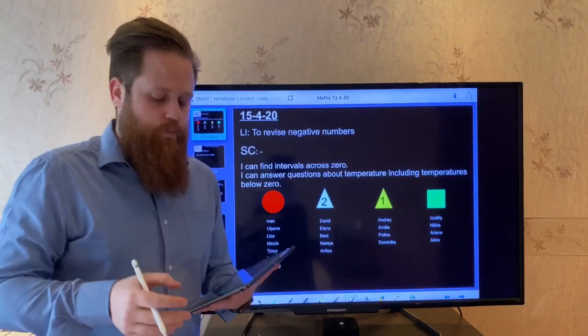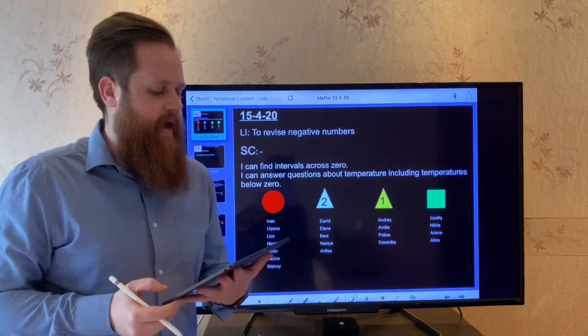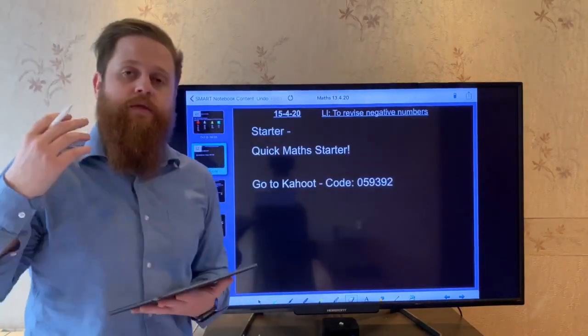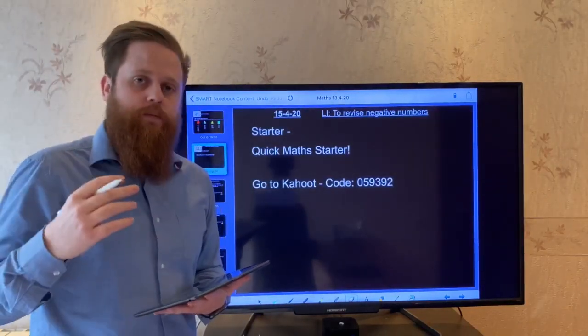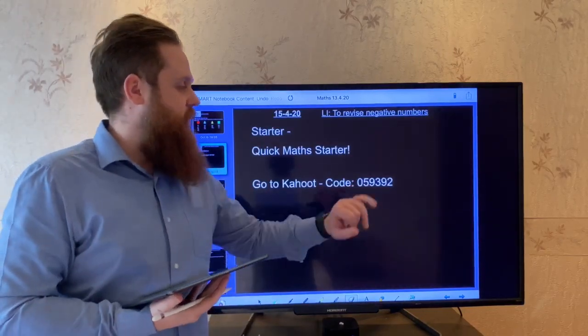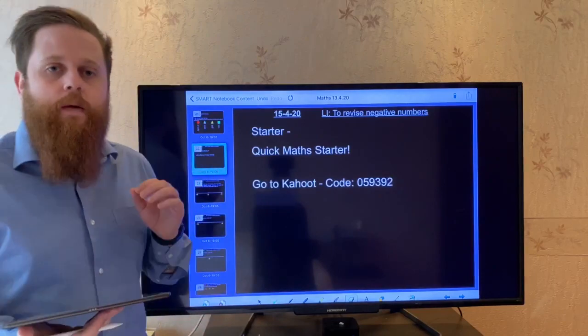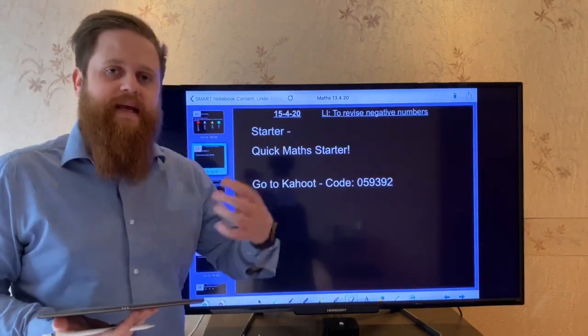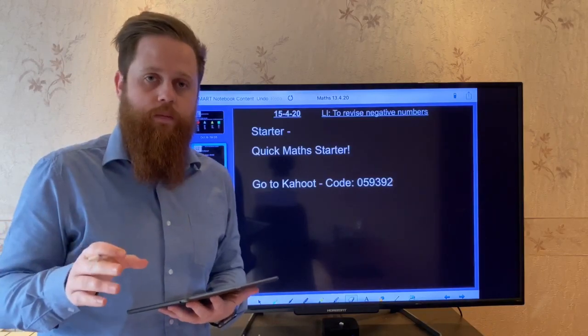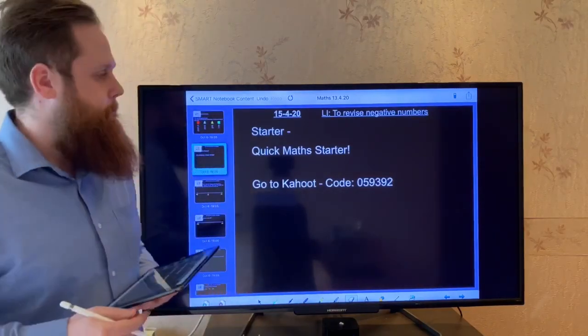Now, as usual, we're going to start our session off with a Kahoot challenge to get that brain working, especially as it is the first lesson of the day. So get ready to pause the video, go to kahoot.it and then enter in your code of 059392, because that will give you your daily little challenge and get that brain working to start us off in the morning. So are you ready to pause the video and go? Pause the video right now.